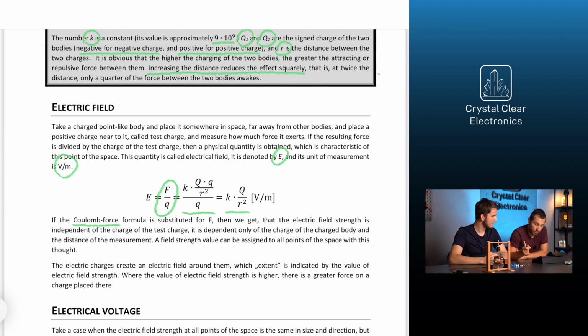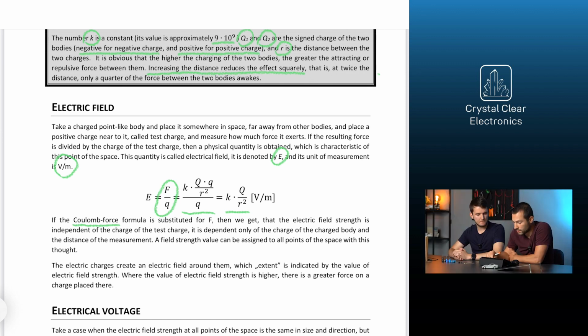The electric charges create an electric field around them, whose magnitude is indicated by the value of electric field strength.